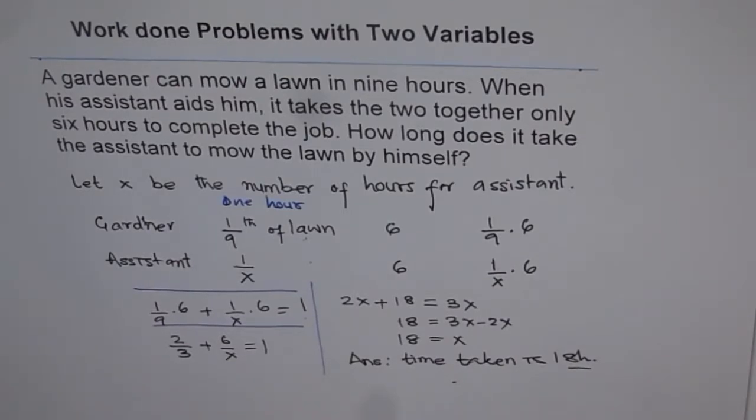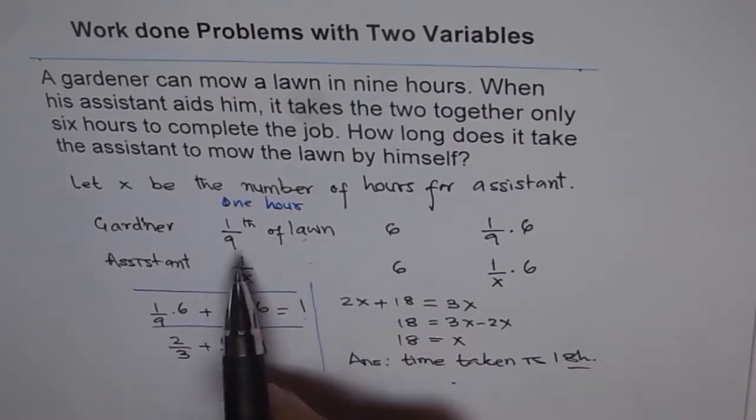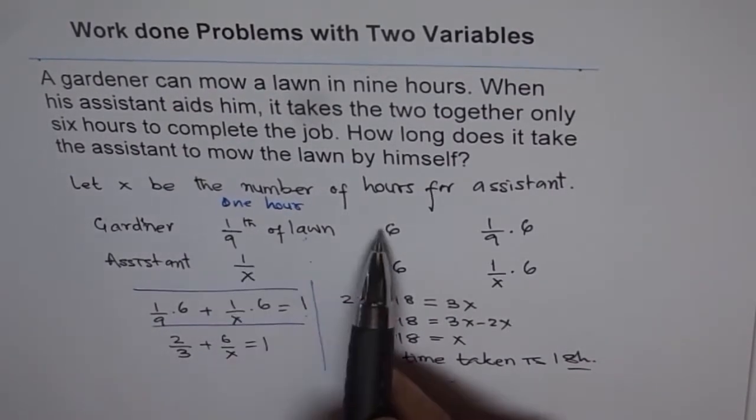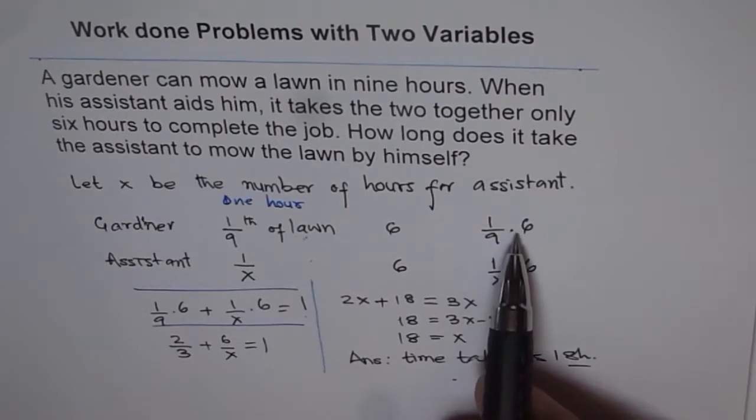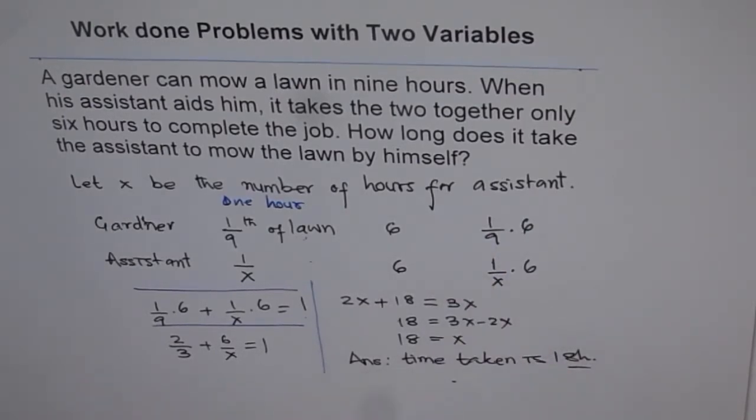So in every work done problem, what we need to do is find an equation which relates job done in 1 unit of time. So once you get that, then treat it as a rate, right? So that is the rate for you. Rate into time gives you the total job done, and that forms the equation.